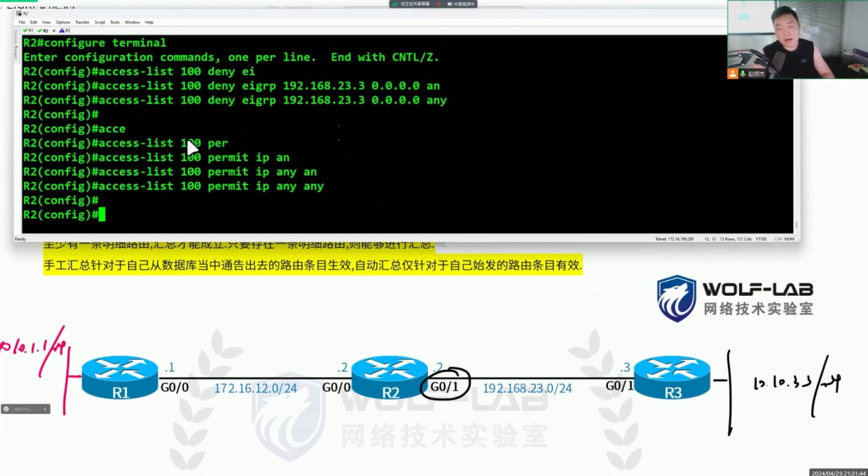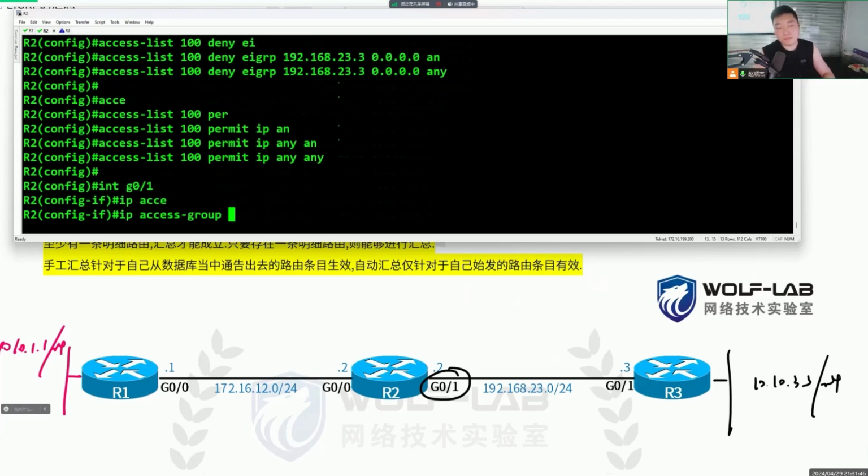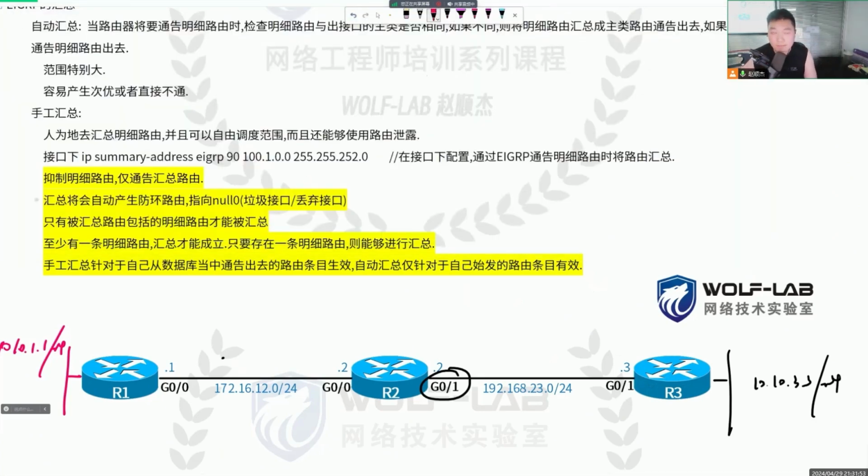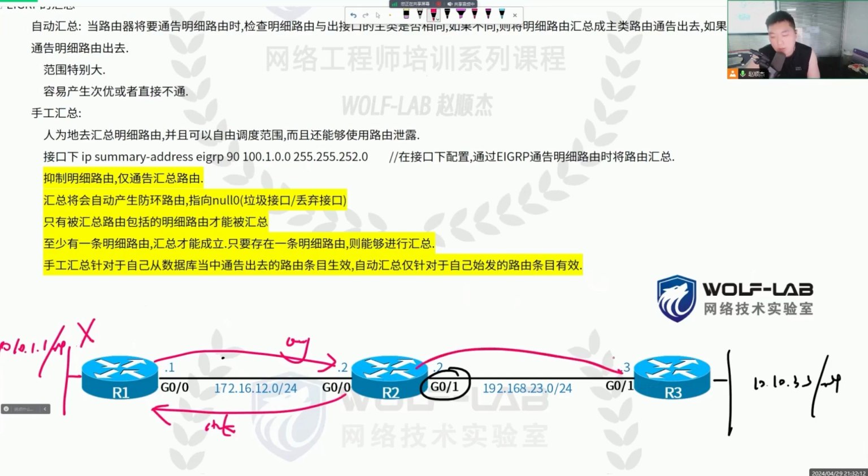But because of the filtering, the link has failed. We can't receive the ACK message that R3 sends to us. That is to say, R2 can't receive the ACK from R3, nor the reply message, so R2 will not receive a reply from R3 for a long time. Therefore R2 is very anxious here.